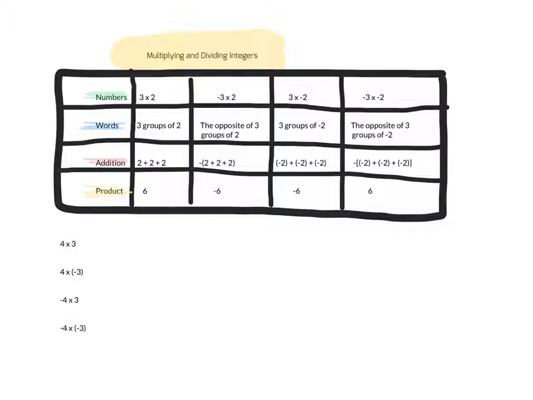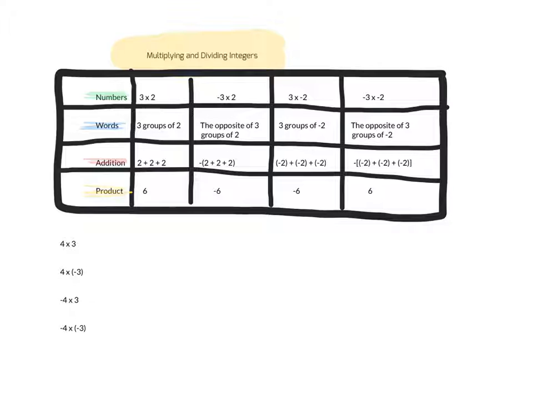We're going to be working on multiplying and dividing integers. So go ahead and pause the video and get this chart down in your spiral, and we will continue. Remember, these rules here apply to both multiplying and dividing integers, but I'm going to spend most of the time doing multiplication.